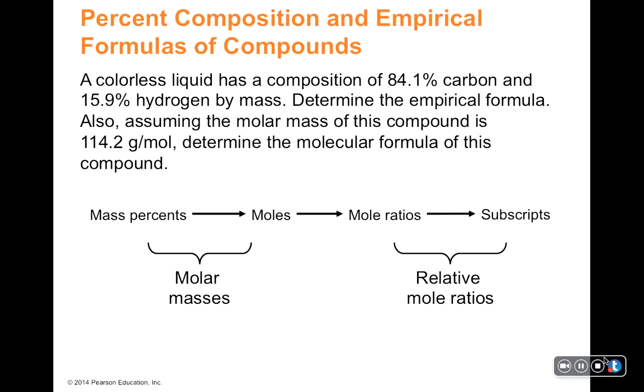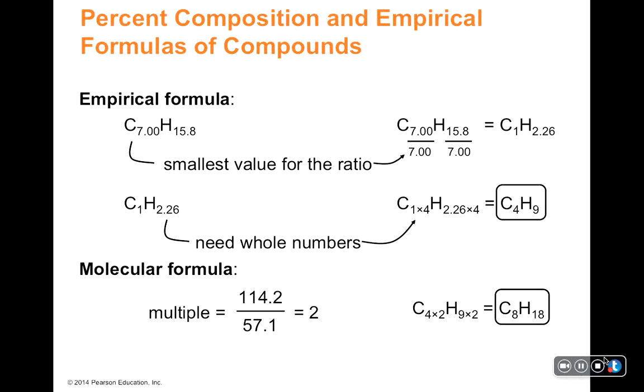So go back to the question, and that's the first part. Assuming the molar mass of this compound is 114.2 grams per mole, determine the molecular formula of this compound. So this is essentially 2 steps. First, you want to figure out if you had C4H9, what would its formula weight be? And that is 57.1. That's 4 times 12 for carbon plus 9 times 1 for hydrogen. Not shown here, but that's where they got that 57.1.